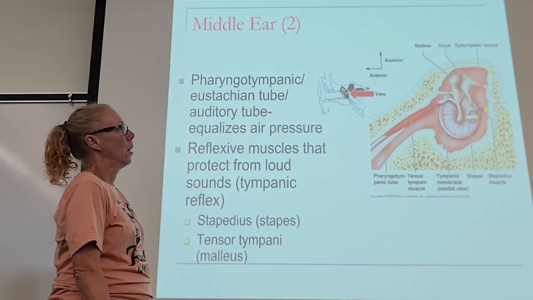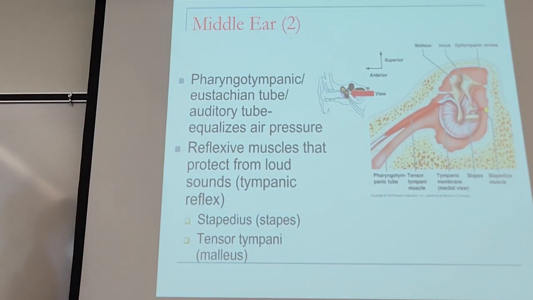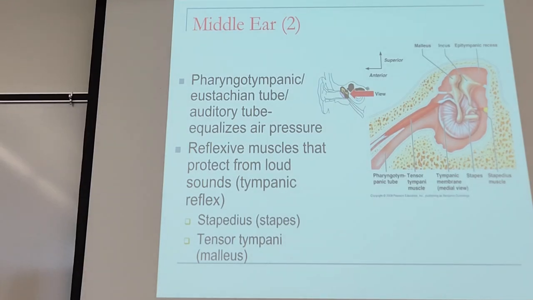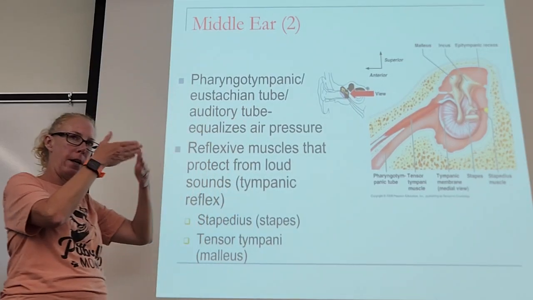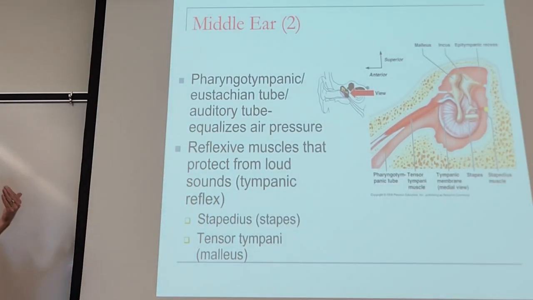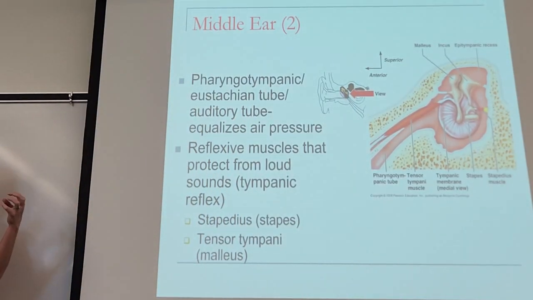Okay. All right, so for the middle ear, we have the auditory tube, or the eustachian tube. The eustachian tube is designed to equalize air pressure on both sides of the tympanic membrane, because the external ear and the middle ear cavity are air only. The inner ear cavity is where we're switching to a fluid environment.